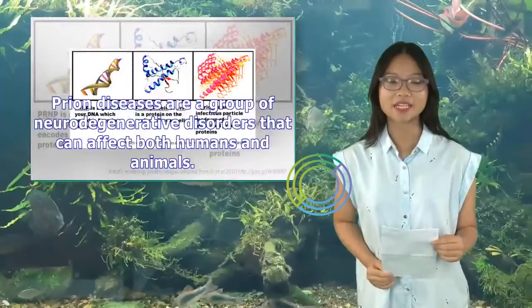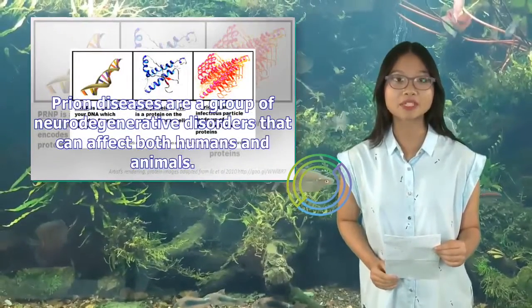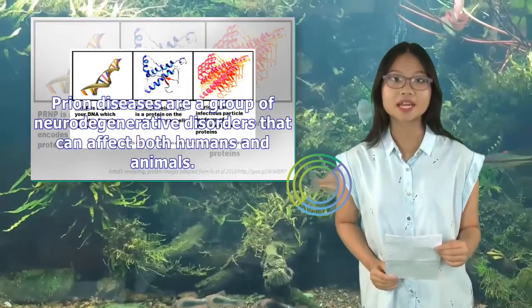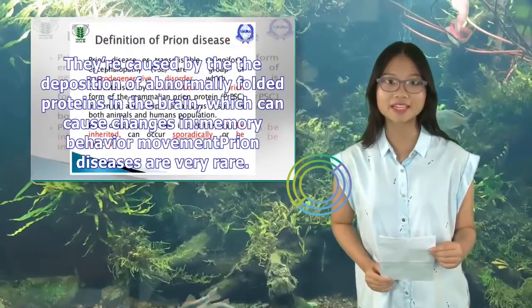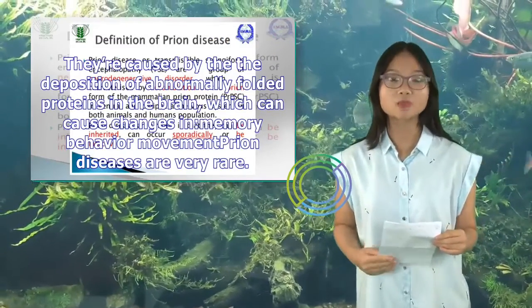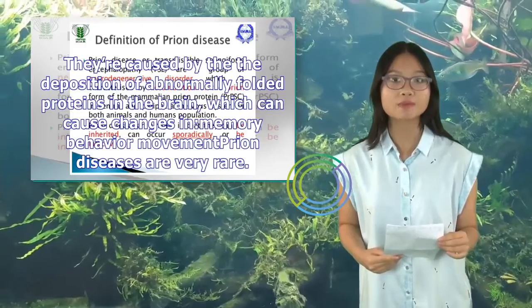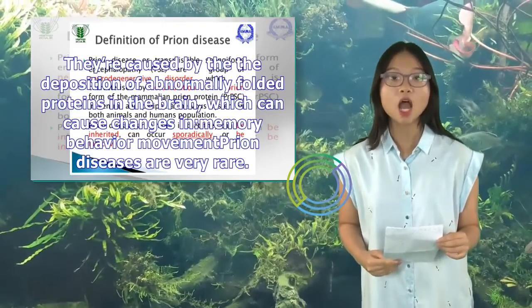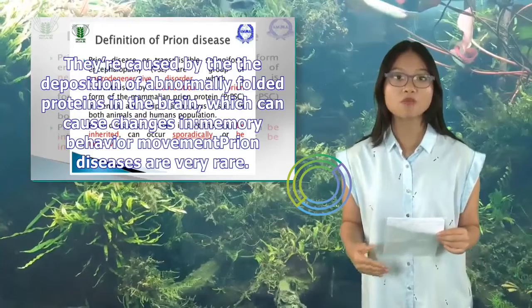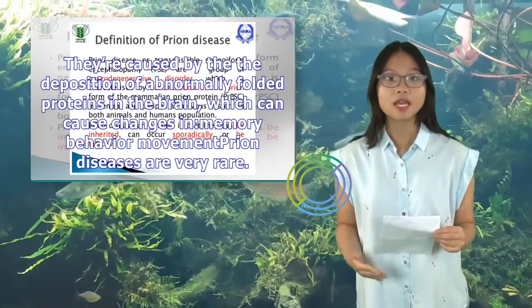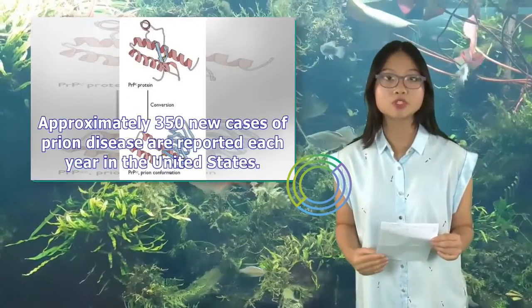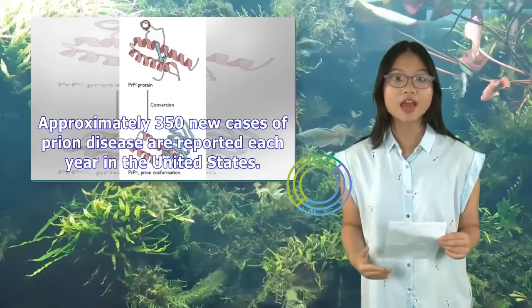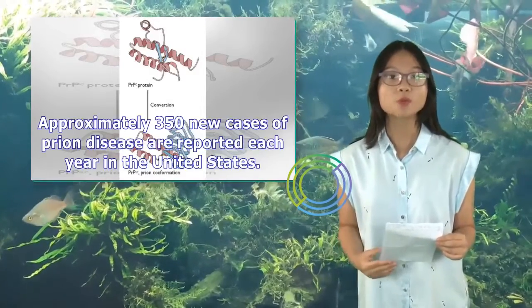Prion diseases are a group of neurodegenerative disorders that can affect both humans and animals. They're caused by the deposition of abnormally folded proteins in the brain, which can cause changes in memory, behavior, and movement. Prion diseases are very rare. Approximately 350 new cases of prion disease are reported each year in the United States.